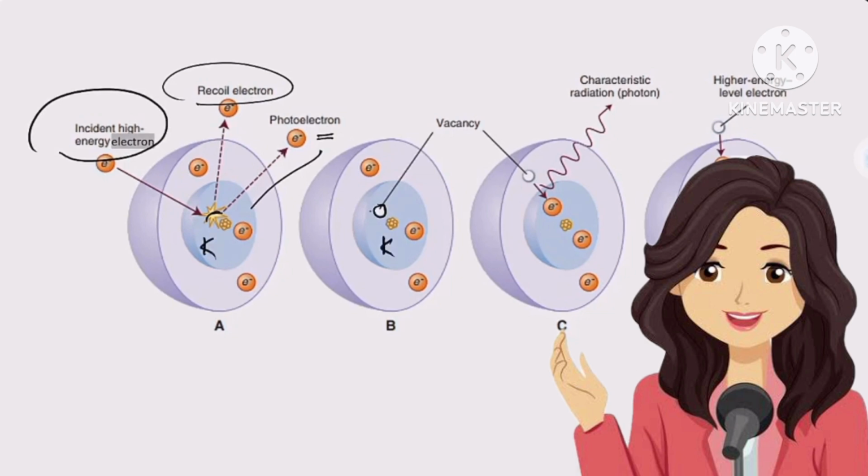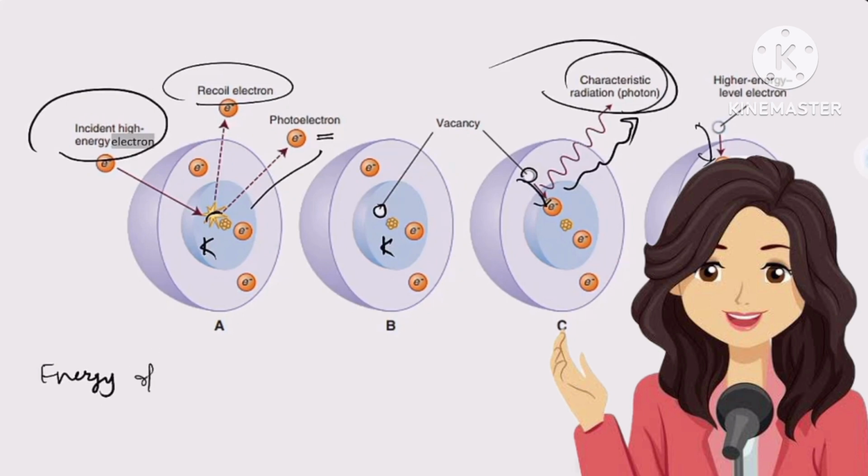Now what happens is a higher energy electron, a higher orbital electron, jumps into the vacancy created by the incident electron. Then there is a release of characteristic radiation, or a characteristic photon. Then again this vacancy is filled up by a higher energy electron, so this process continues.